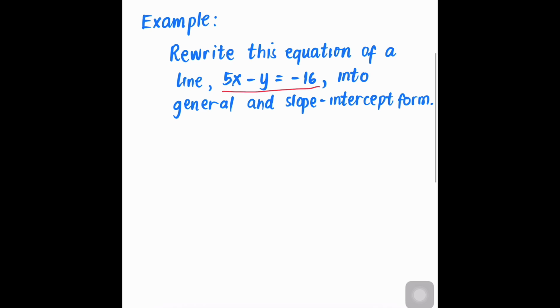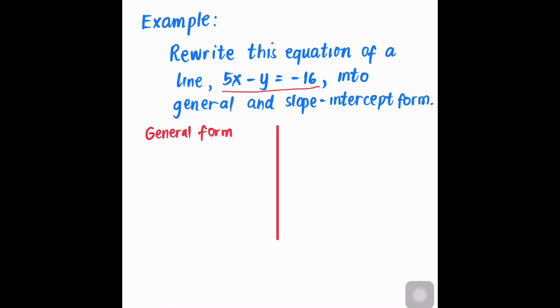So let's do it. All right, first, general form. Rewriting that given equation into general form is very easy, because if you still remember, for general form of the equation of a line, all the terms, x term, y term, and constant term, are all equated to 0. So that means that all the terms must be on one side. So we can put everything on the left-hand side of the equation.